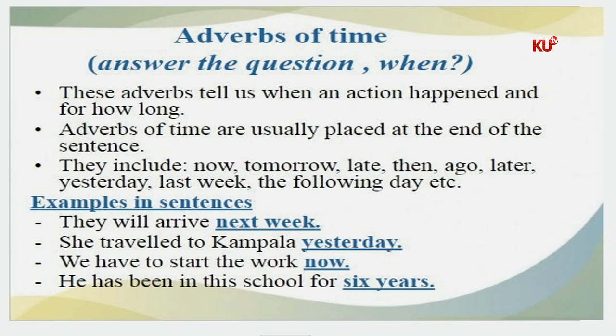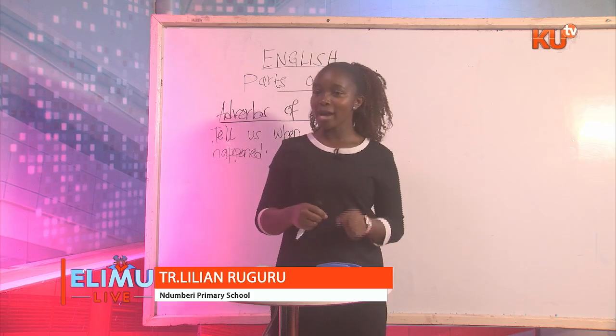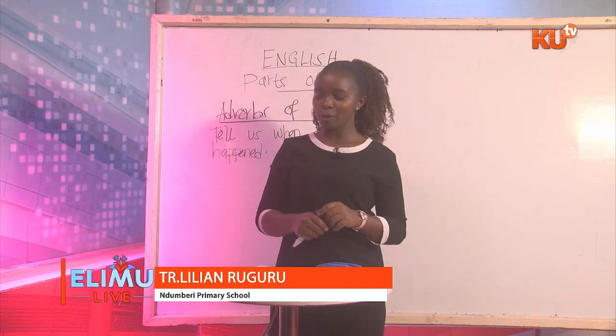We go to our next example. We have to start the work now. Our adverb of time here is now. Next example in sentences: he has been in this school for 6 years. Our adverb of time here is 6 years. So you can see next week, yesterday, now, 6 years are our adverbs of time. They are explaining when something happened.